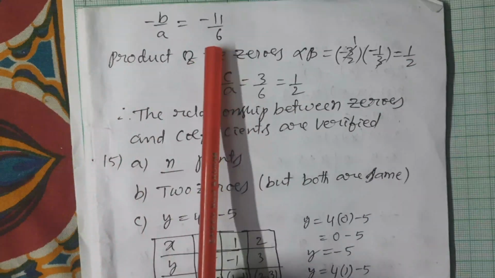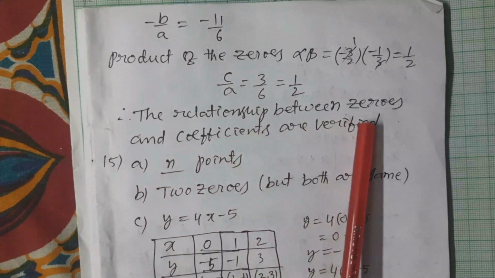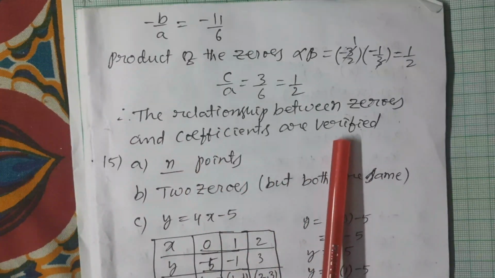Previously, the sum of the zeros was minus 11 by 6, and here also 11 by 6. Therefore, the relationship between zeros and coefficients is verified. This is one kind of sum.